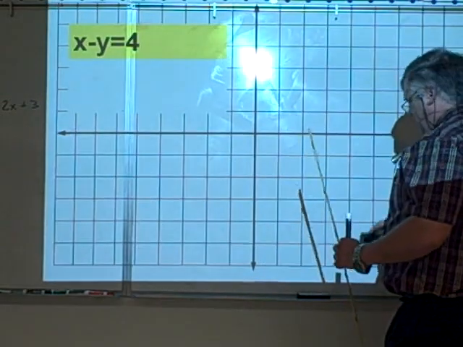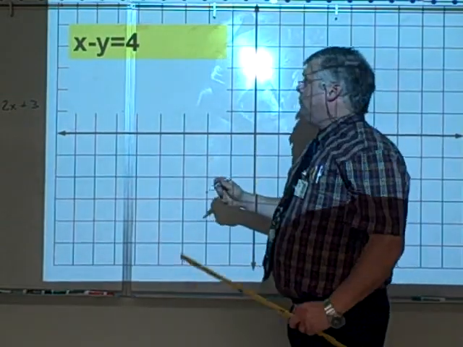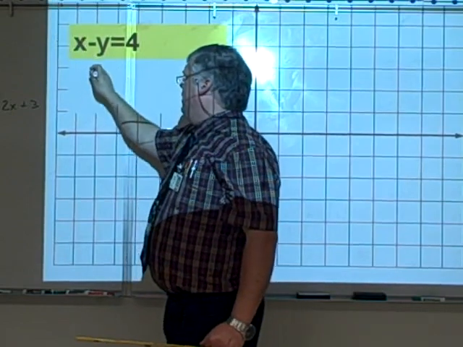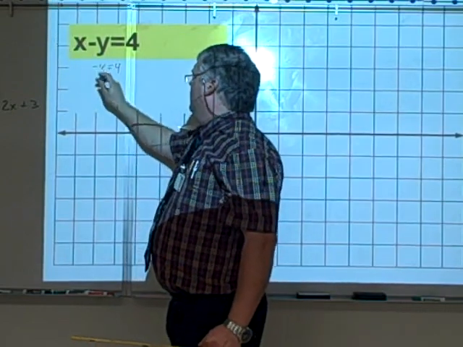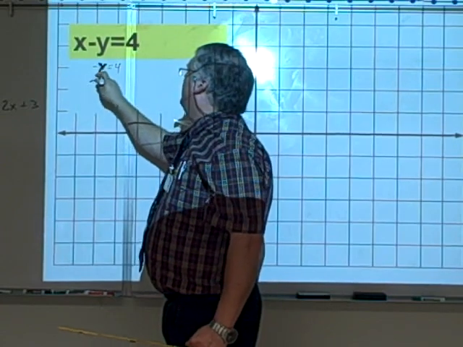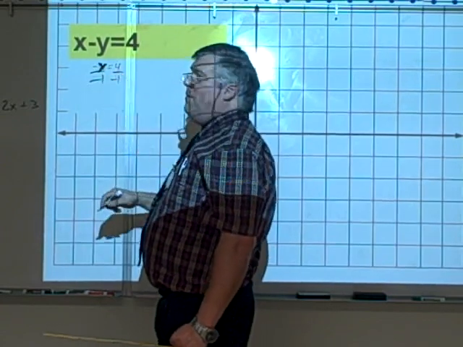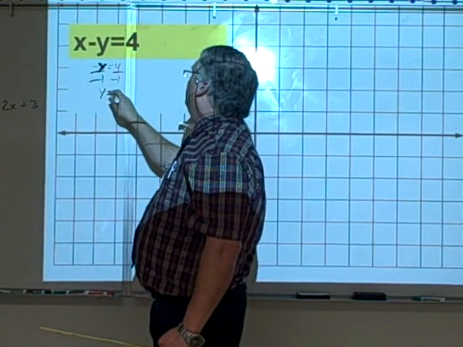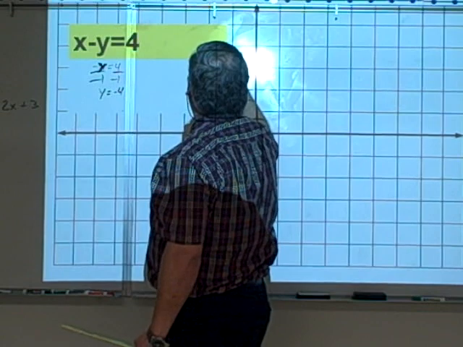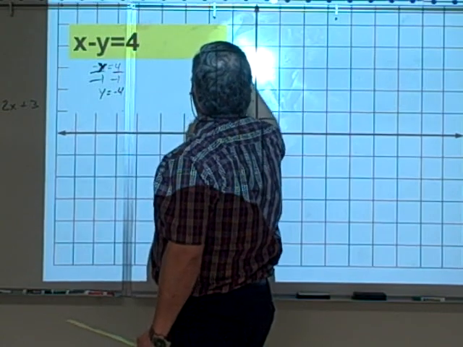Here we have x minus y equals 4. Cover up the x, you got negative y equals 4. To solve that one, you need to divide by negative 1. When you divide by negative 1, you get y is equal to negative 4. So your y-intercept is equal to negative 4.